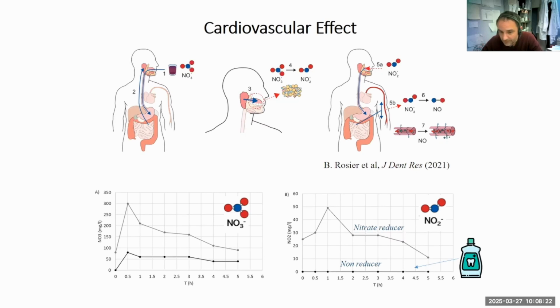Of course, if you have a mouthwash with an antiseptic, we temporarily kill the bacteria in the oral cavity. And you have to be aware that when we have a mouthwash with an antiseptic, not only do we kill the pathogens, but we also kill the good oral bacteria, and that means they are not able to reduce the nitrate. So when we look at the nitrite levels, NO2, in a person that has had a mouthwash with an antiseptic, there is no nitrite at all.